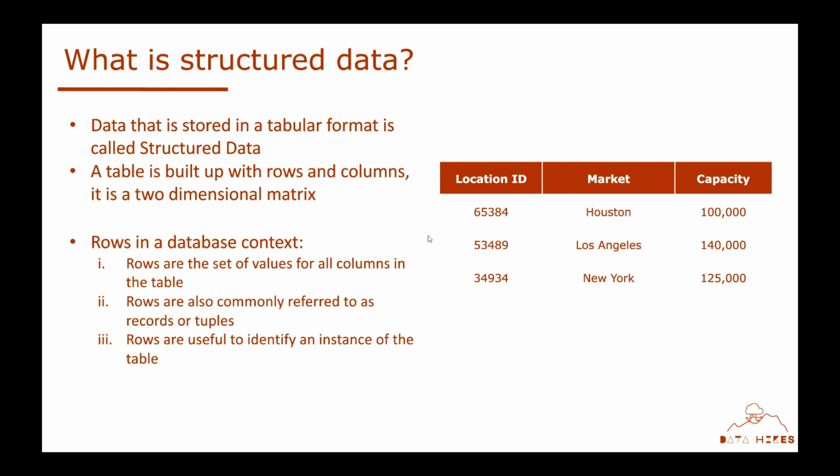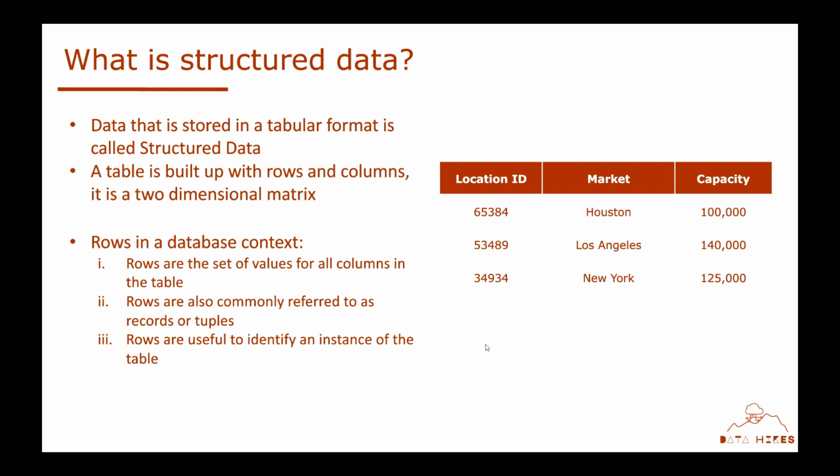The next thing we're going to look at is rows. Rows are basically the set of values for all columns in a table. So they're also referred to as records or tuples. Basically, when you look at the data horizontally, they will be rows of the data. Rows are useful to identify an instance of the table.